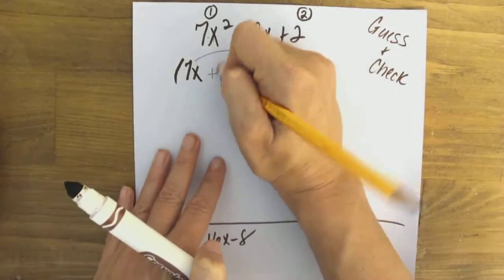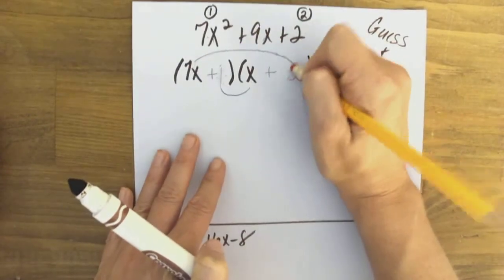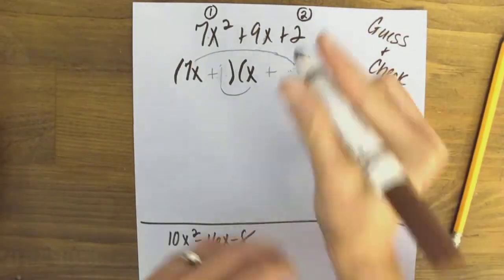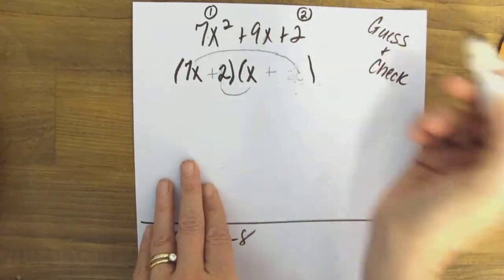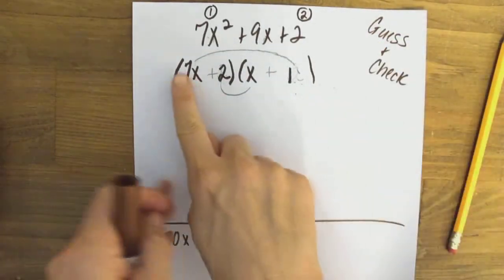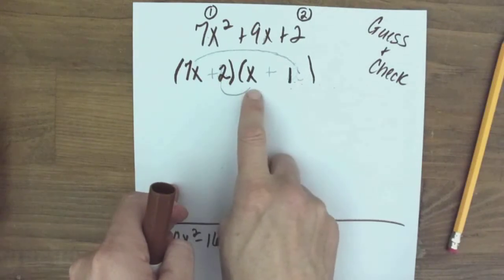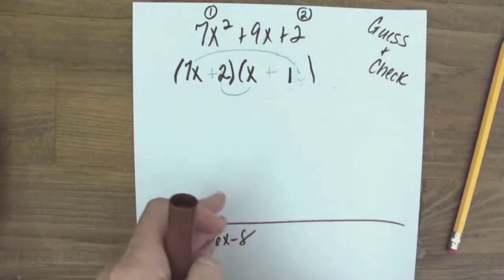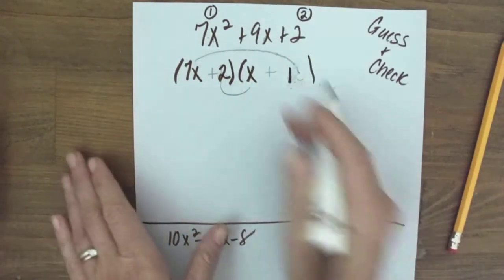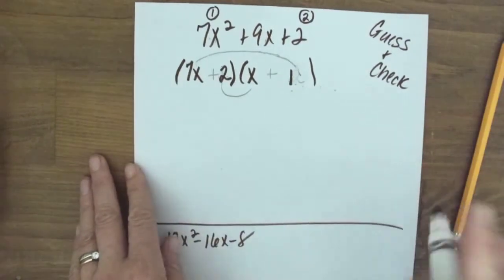So let me try a different way. I'm going to erase. And maybe I'll put the 2 here and the 1 here. Let's see now. 7x times 1 is 7x, and 2 times x is 2x, for a total of 9x. So that one works. So I know I have the correct one there.